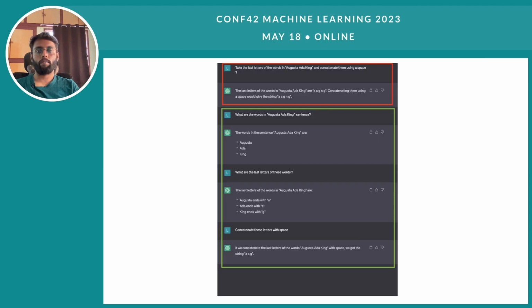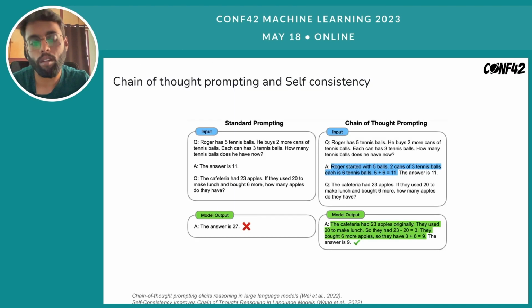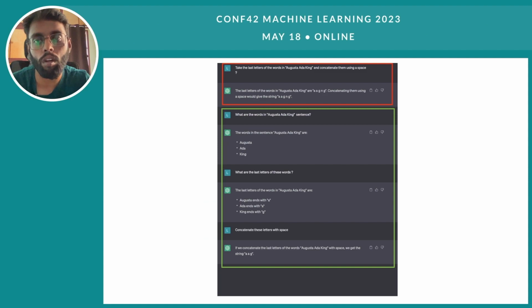Yesterday I tried this prompt in ChatGPT for this session. If you can see, I've tried to ask ChatGPT to take the last letters of the words Augusta Ada King and concatenate them using a space. You can see that the model has detected the last letters incorrectly as A, G, and G. And the final answer, because of that, is also wrong.